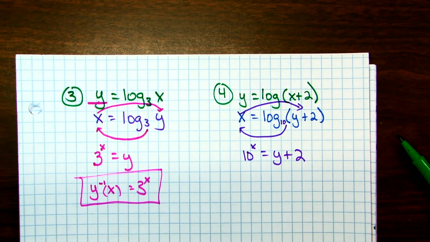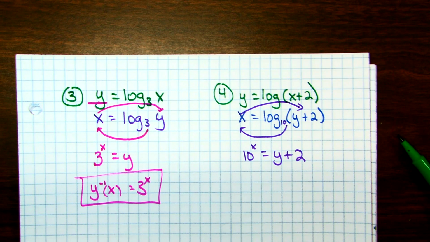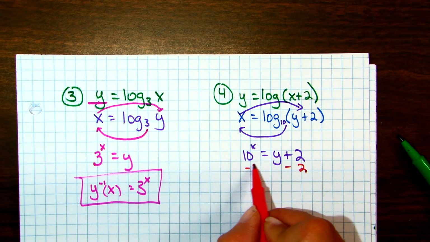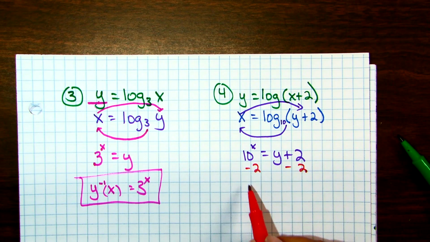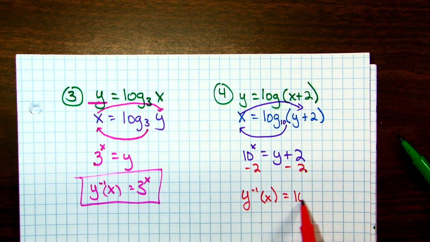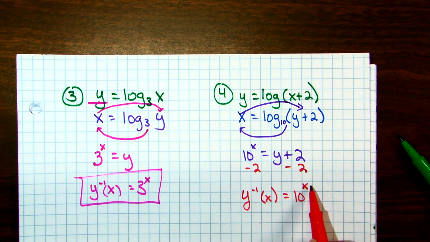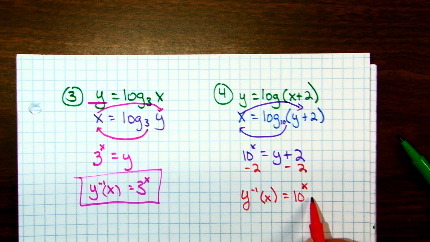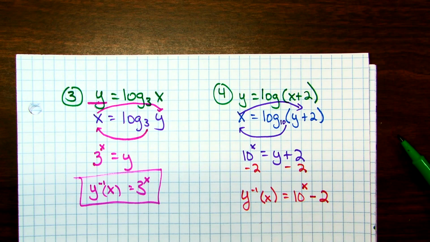Did we solve for y? Nope. What do we do? Minus 2. So my final answer, here's my inverse symbol, 10 to the x, and then minus 2. Be careful. I always see students put the minus 2 up in the exponent. It's not. It's 10 to the x, and then take 2 away from whatever 10 to the x is. That's just same level.